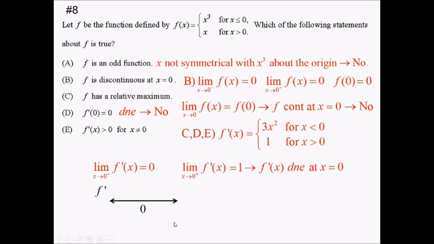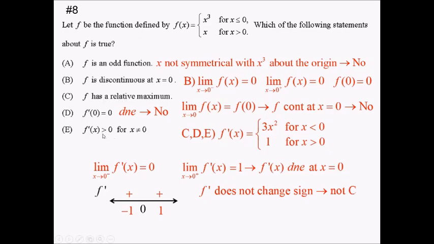So doing a little sign analysis, if I plug in something less than 0, like -1, well, that would use this first rule here. That would give us a positive if you do 3 times -1 squared. And then plugging in something bigger than 0, like 1, now I'm using the second rule. That gives me a positive, namely 1. So I notice here that there is no sign change at x equals 0. So that means that we can't have a max, so answer choice C is not correct.